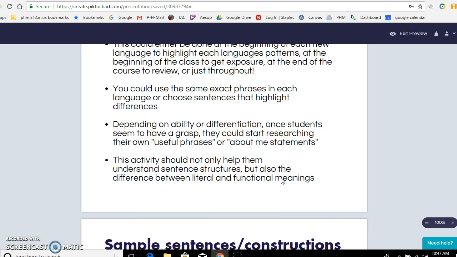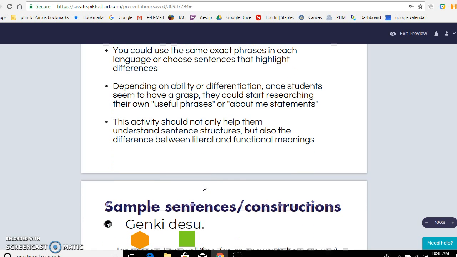This activity, I think, is very interesting because not only will it help them understand the sentence structures that we're learning, but it also kind of helps them understand the difference between literal and functional meanings. That is one thing that I found has been an issue when I start to teach these languages to 7th graders, is that they think everything is going to fit into the same exact structure as it does in English. And so they think that, como te llamas in Spanish is literally what is your name, and it's not. So, that's the functional meaning, is what's your name, but it's not the literal meaning. So I think that this activity will definitely help to turn on some light bulbs in that area too.